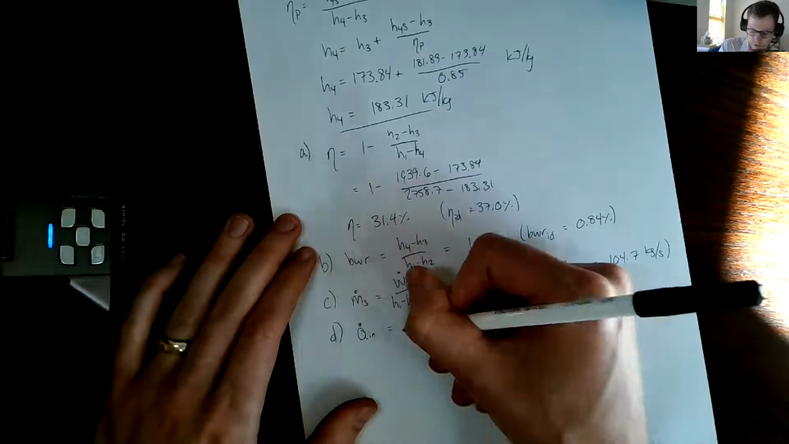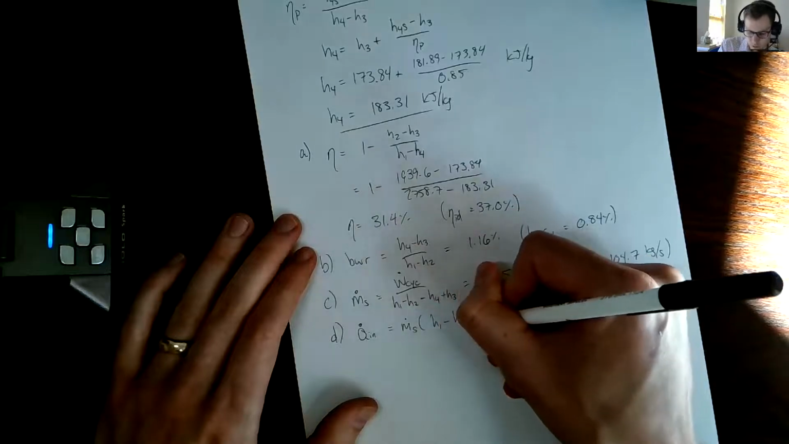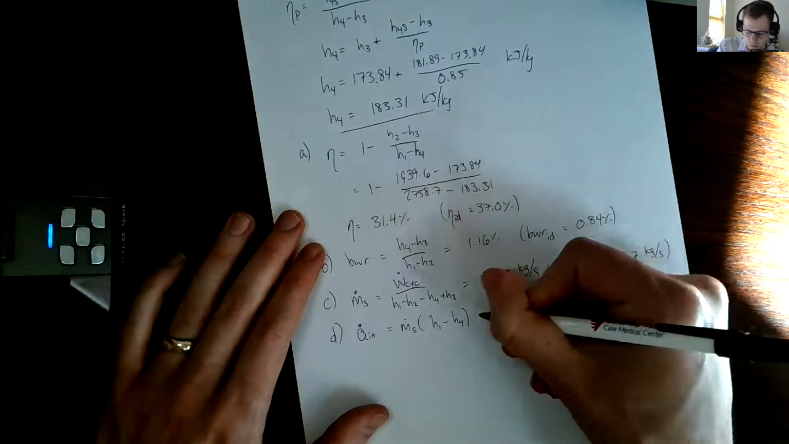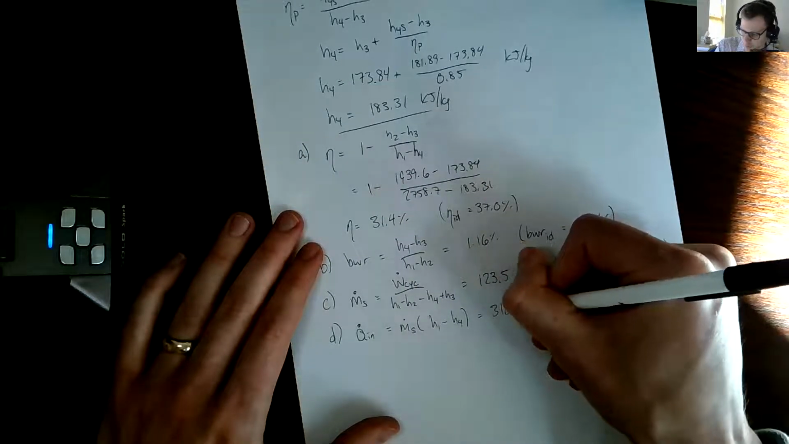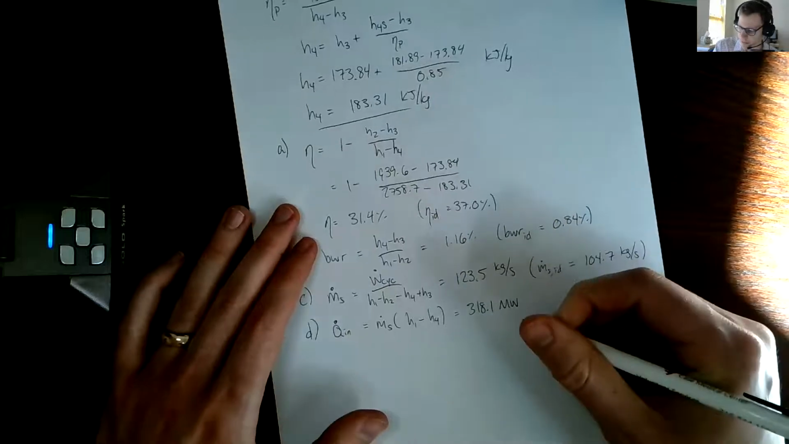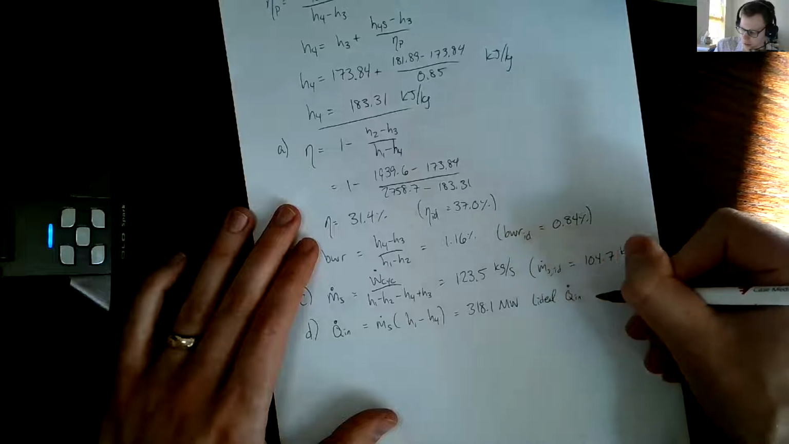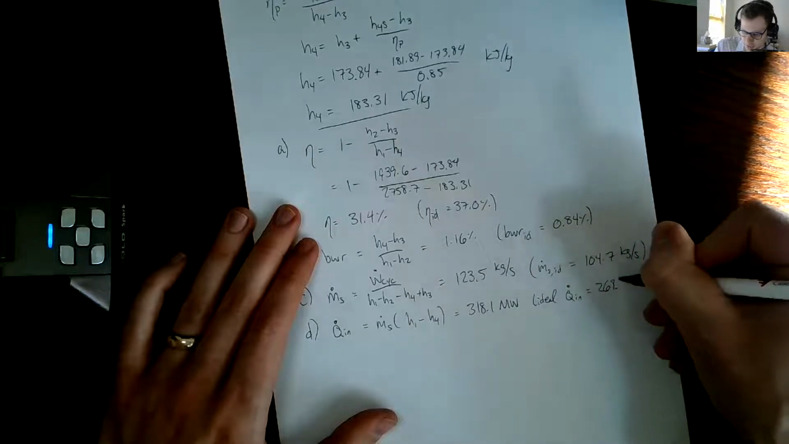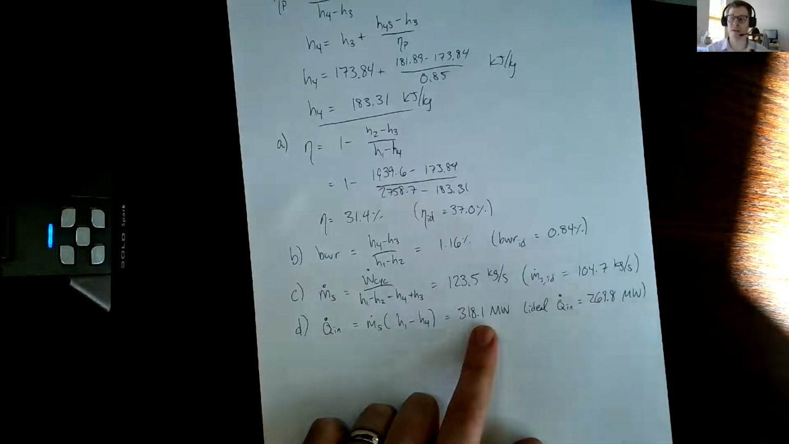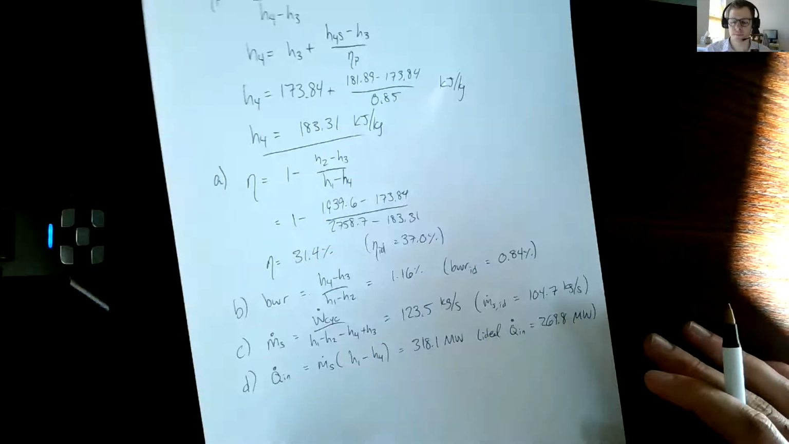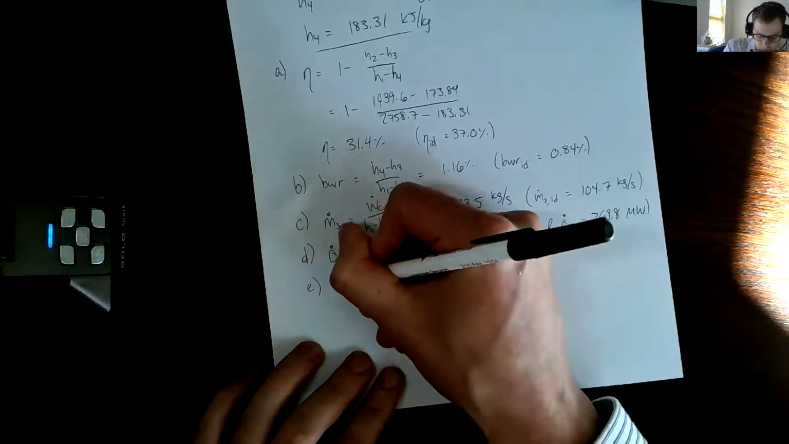Heat into the boiler. This was m dot s times H1 minus H4. Again, we have all these numbers now. This comes out to be 318.1 megawatts. And the ideal Q dot in was 269.8 megawatts. So we're pumping in way more energy into the boiler in order to get the same amount of power output. This is just a consequence of having lower efficiency.